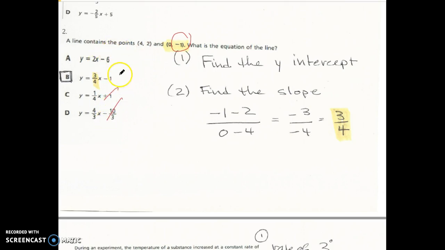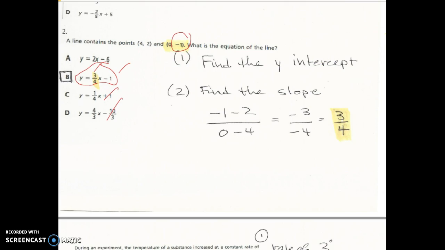Technically, I could be finished just by seeing only one answer choice has a y-intercept of negative 1, but let's go on and find the slope just to be sure. So remember that I am subtracting my y from my y and then my x from my x. So I have negative 1 minus 2 divided by 0 minus 4. I get negative 3 divided by negative 4. The negatives cancel, and the slope is a positive 3/4. So I can confirm that this is the correct answer because it has the right y-intercept, and it also has the right slope. Okay, let me change back to my pen, and let's move on to question number 3 on the exam.